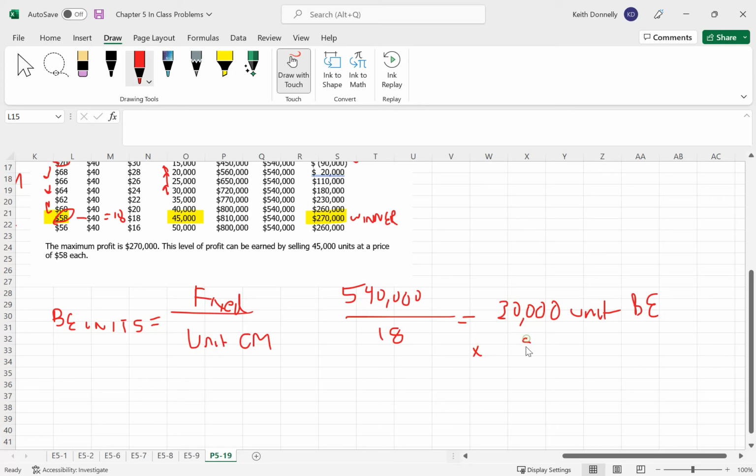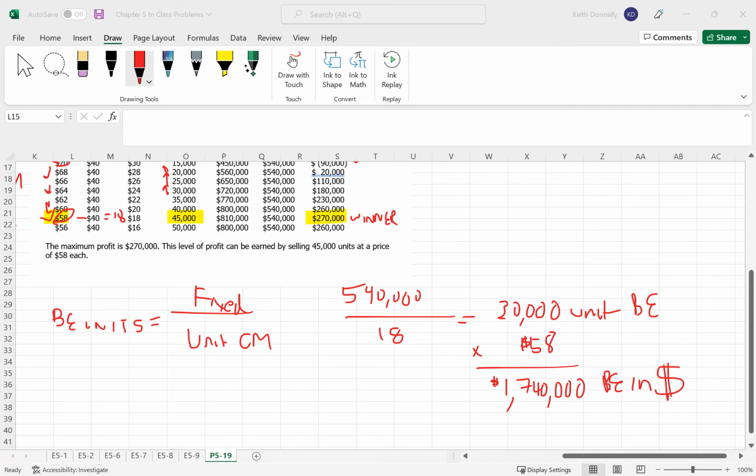But if they want it in sales dollars, which I think they do ask for, all you do is multiply it in this case times the $58 selling price. And that will get you 1,740,000 break even in dollars.